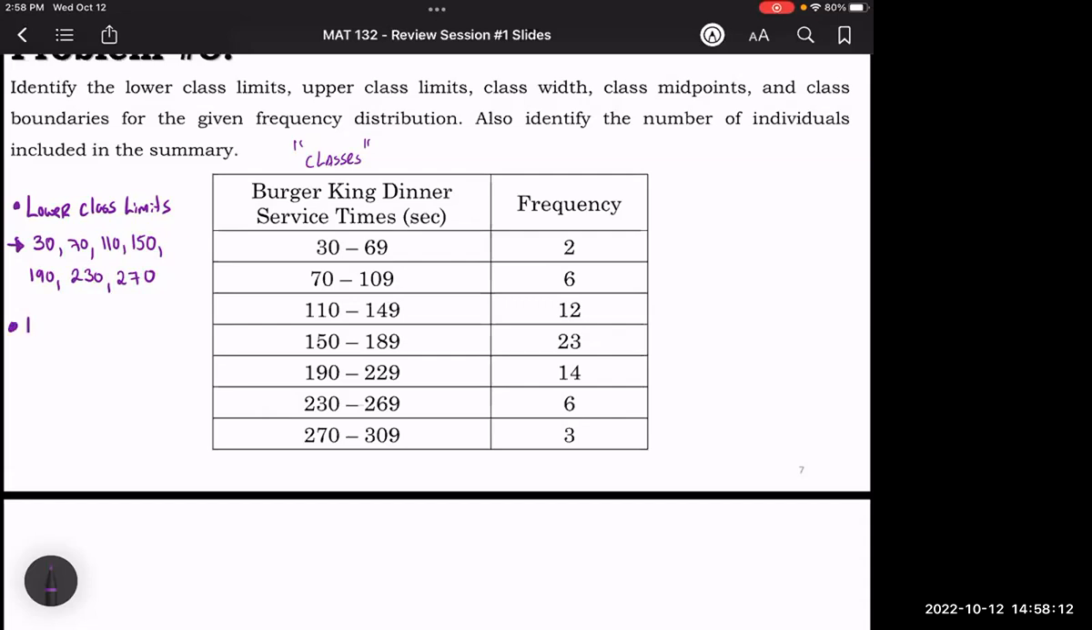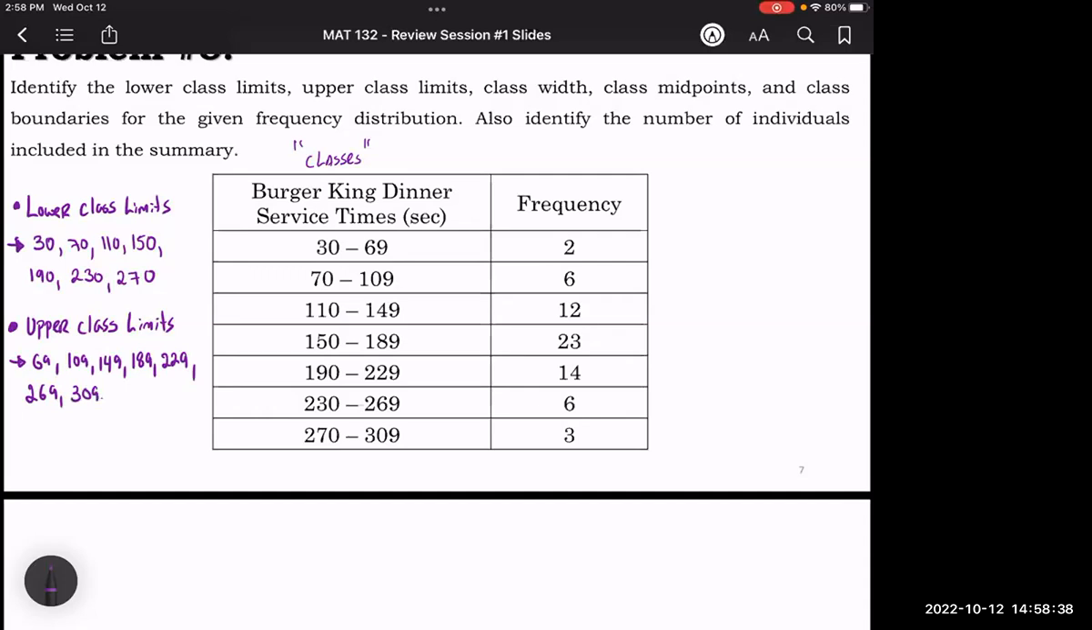So the upper class limits are the values of 69, 109, 149, 189, 229, 269, 309. Sorry, that was the last one.